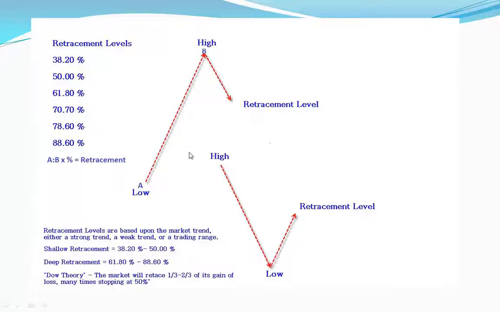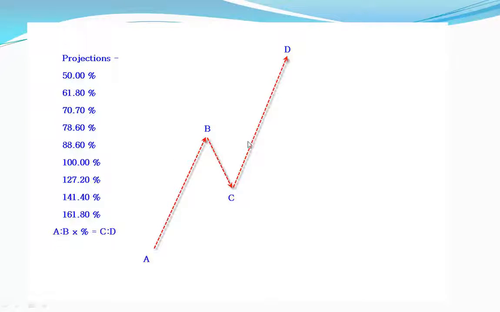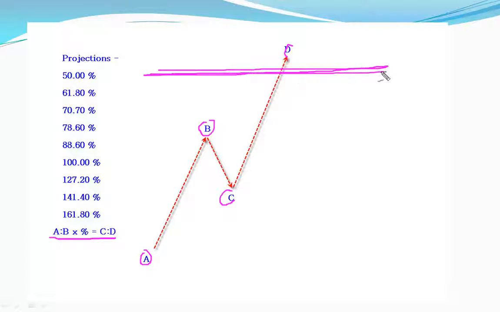So that's a retracement in a trend. Okay, now projections of what we had just discussed, where you have your A to B equals C to D. Now, the trick is, here's a percentage. The question is, is there a key resistance up here somewhere that the market is watching?